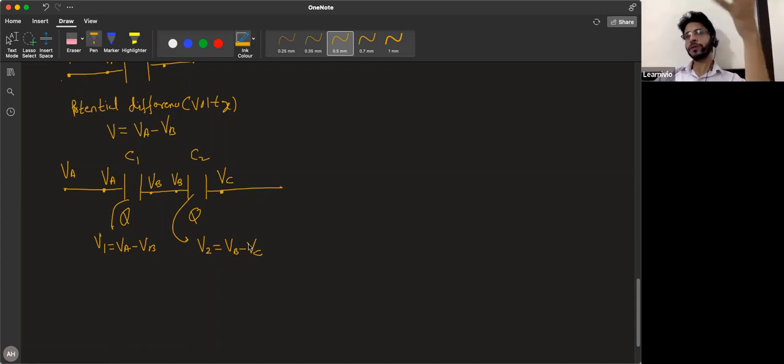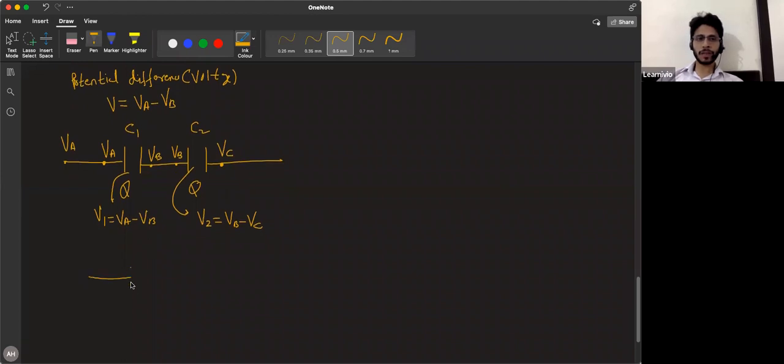Voltage or potential difference is changing. It's VA minus VB, it's VB minus VC. So when you have capacitors in series, then potential difference or voltage will divide. Voltage is dividing, but charge will remain the same. I'm giving you another example.